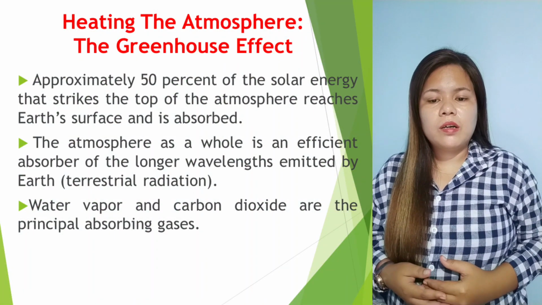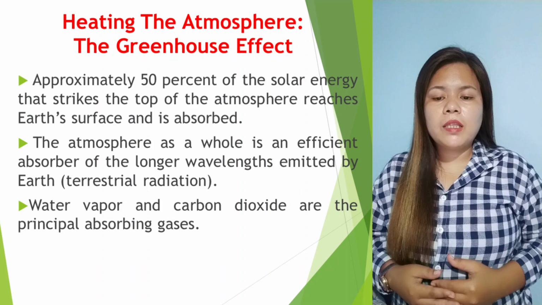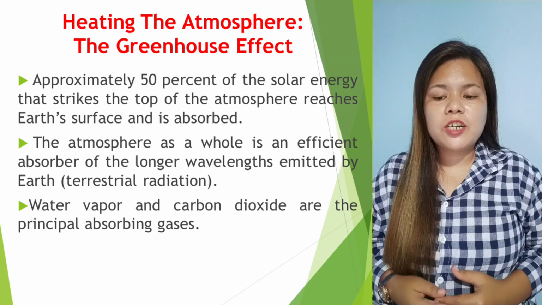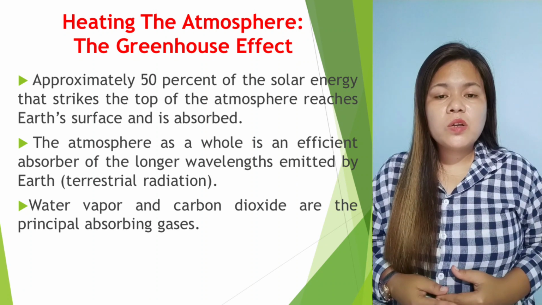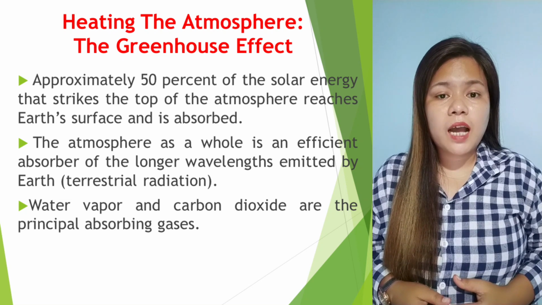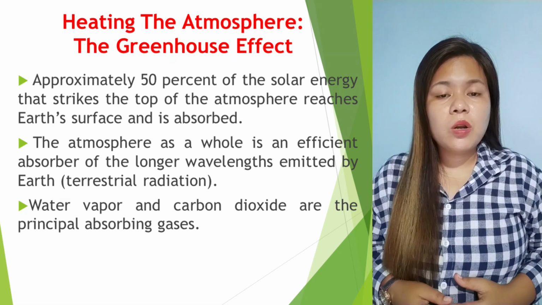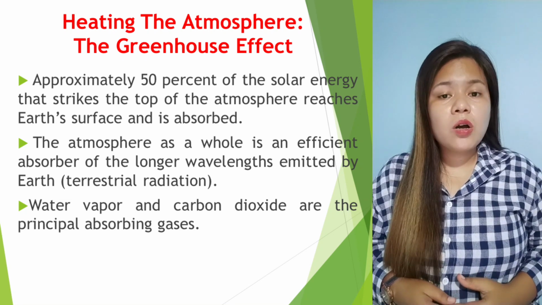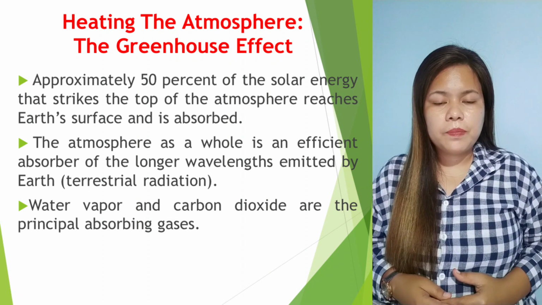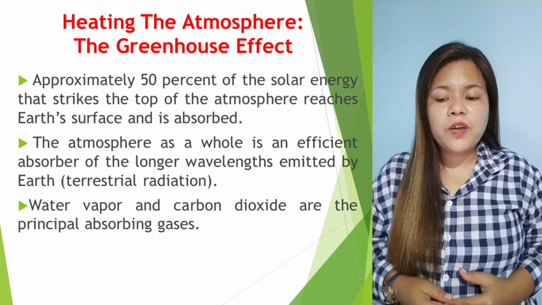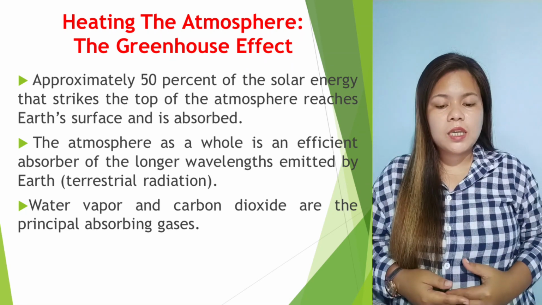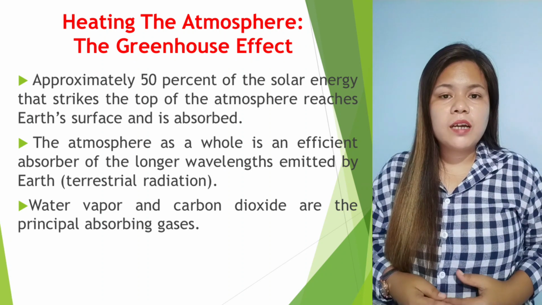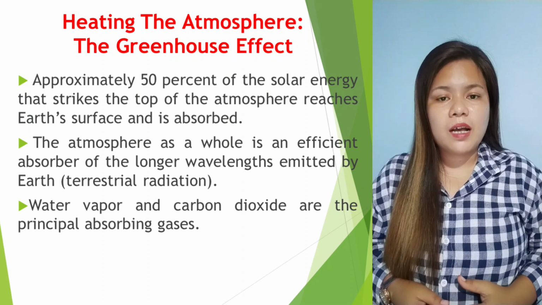Heating the atmosphere, the greenhouse effect. Approximately 50% of the solar energy that strikes the top of the atmosphere reaches Earth's surface and is absorbed. Most of this energy is then re-radiated skyward. Because Earth has a much lower surface temperature than the Sun, the radiation that it emits has longer wavelengths than solar radiation. The atmosphere as a whole is an efficient absorber of the longer wavelengths emitted by Earth, or the terrestrial radiation. Water vapor and carbon dioxide are the principal absorbing gases.